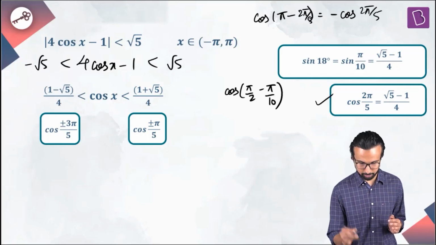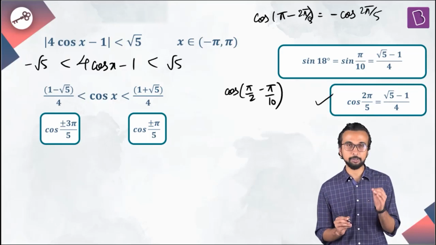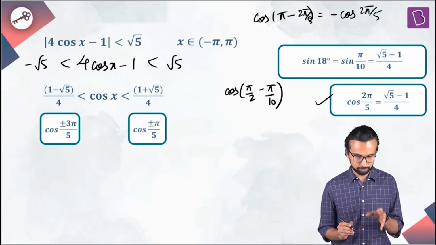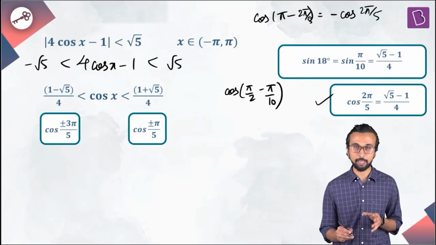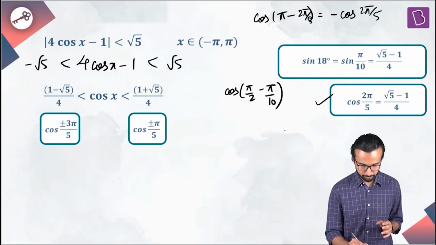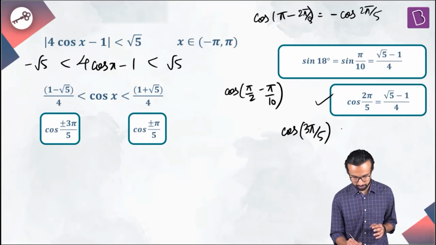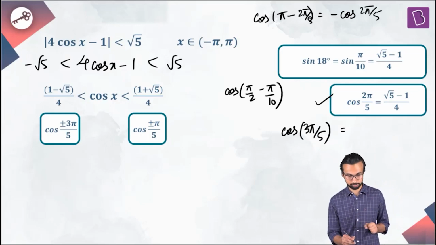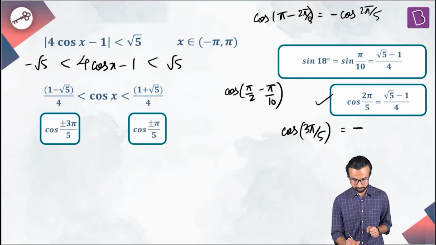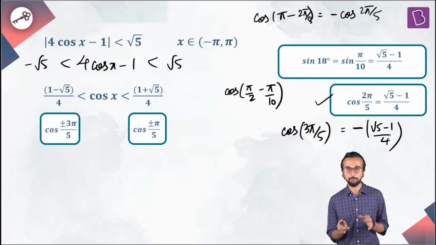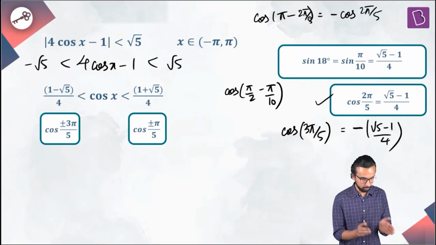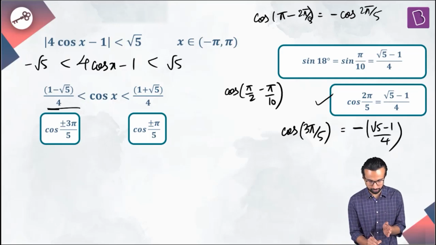We just got the value here. So replace theta with 2 pi by 5. Then what do you get? What is cos of pi minus 2 pi by 5? That becomes cos of 3 pi by 5 equal to minus cos 2 pi by 5, which is minus of root 5 minus 1 by 4. Why did I do this? Because I noticed the first term here in this inequation.